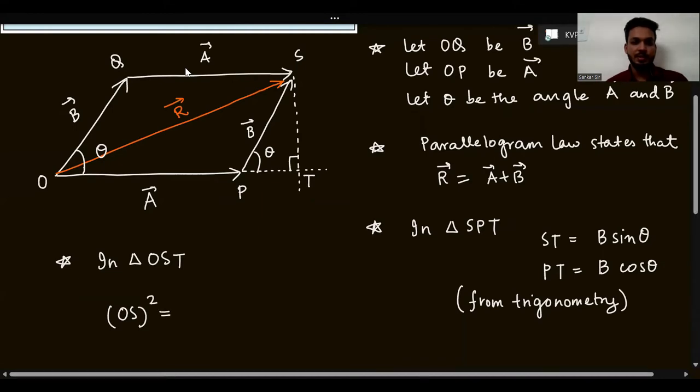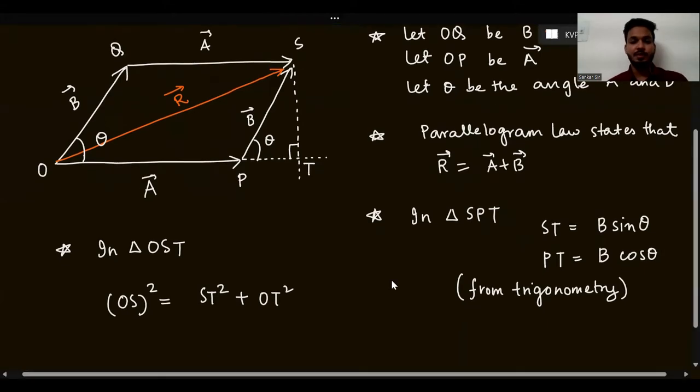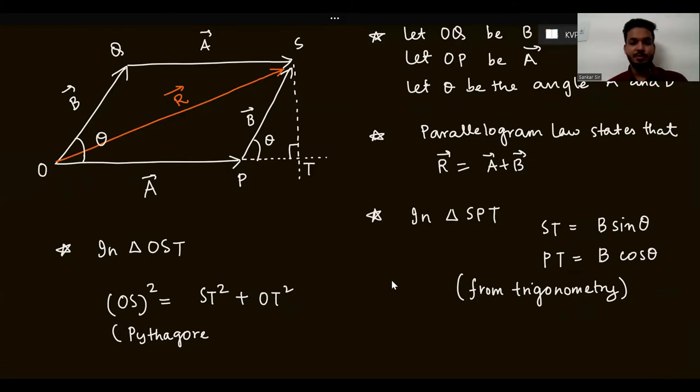OS square is equal to ST square plus OT square. This is the Pythagoras theorem. Okay, you can write this here. I don't know if the spelling is correct. You have to check that. Please check that for me and let me know in the comments if I wrote that correctly.